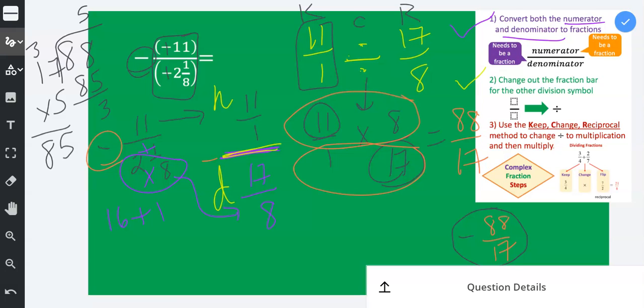So we could also write our answer as negative 5, and then the remainder was 3 out of the original denominator, which was 17. So you could write your answer as negative 5 and 3/17, whereas negative 88 over 17.